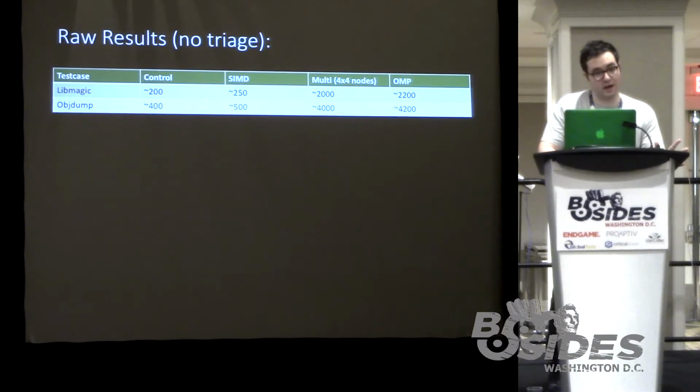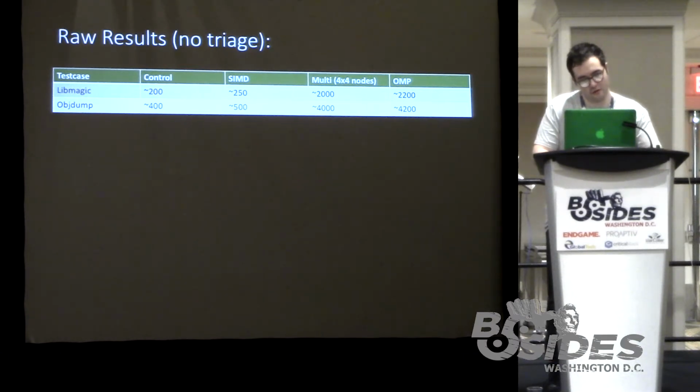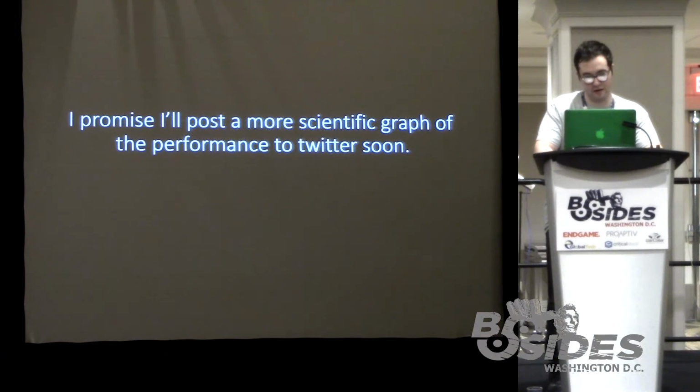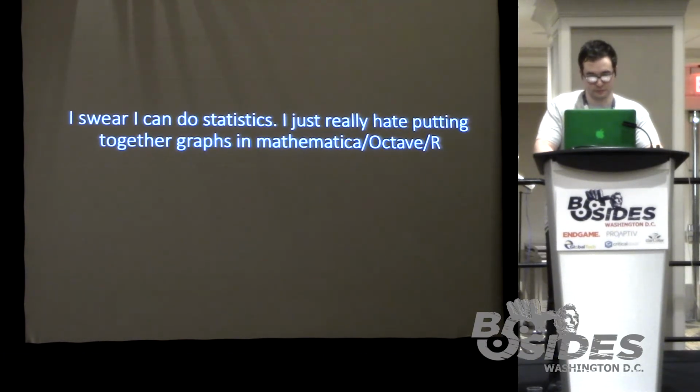The easiest way to get extra speed out of these things is to add extra by-hand SIMD optimizations. Adding nodes obviously adds a lot of speed, but a lot of cost, so it's not the best return on investment. And OMP is kind of dicey. Someday I will get a more scientific graph on this thing, but I really hate using GNU Octave, so maybe I should just hurry up and get a MATLAB license.